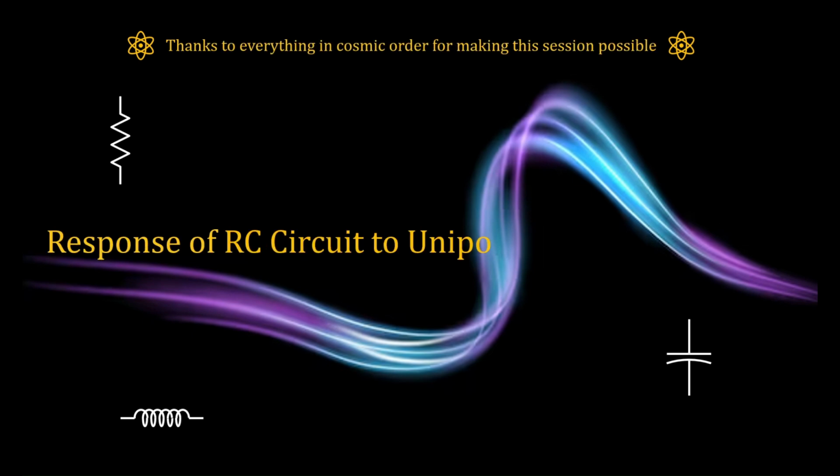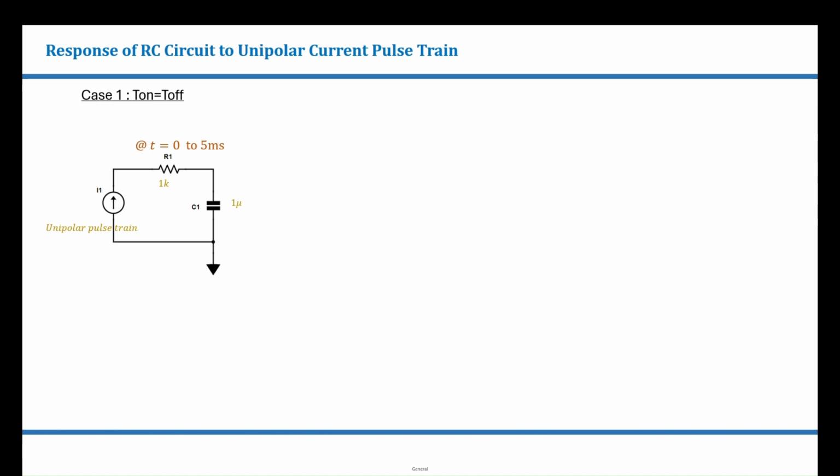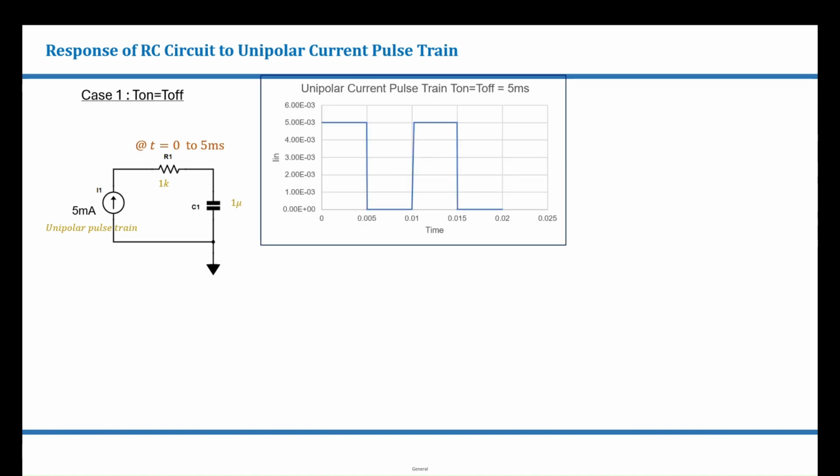Today we will analyze the response of an RC circuit when the input is a unipolar current pulse train. Consider an RC circuit. Resistor is 1 kilo ohm, capacitor is 1 microfarad. Input current source is a square pulse with height equal to 5 milliampere. On time is 5 milliseconds, off time is 5 milliseconds.